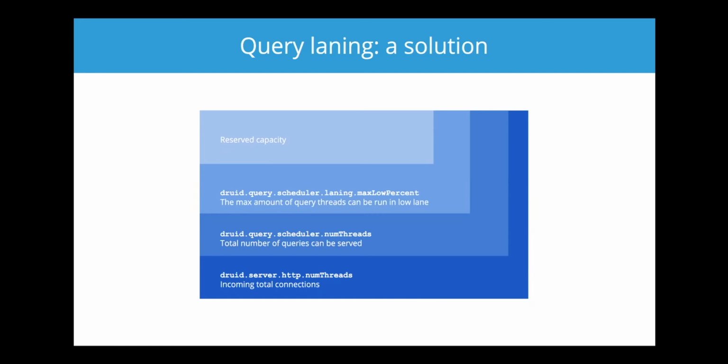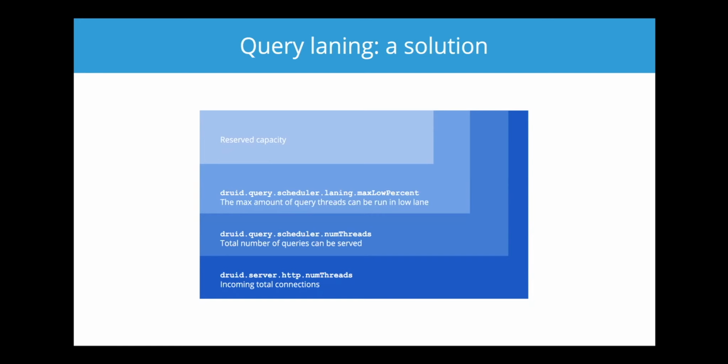They respond to health checks, they respond to metadata requests, they do various things that are not just queries. So one level inside, nested within server num threads, is the query scheduler num threads now. This is a new configuration, and this new configuration is the total number of queries that can be served. Its purpose is that you generally want to set it to 1 or 2 lower than the server HTTP threads to ensure that there's stuff left over for health checks.